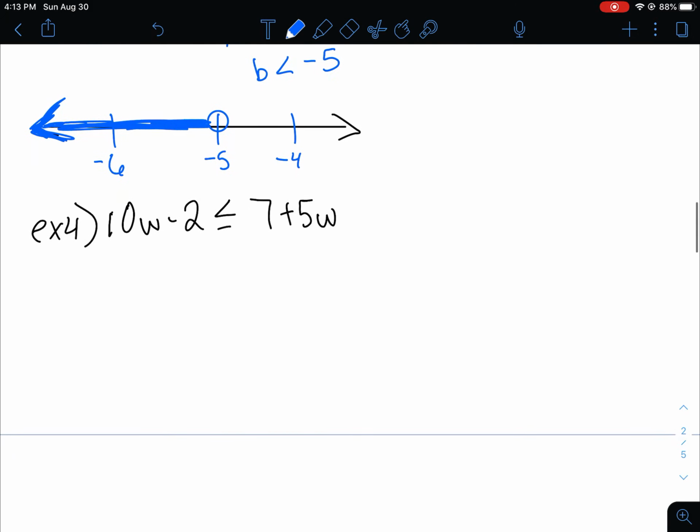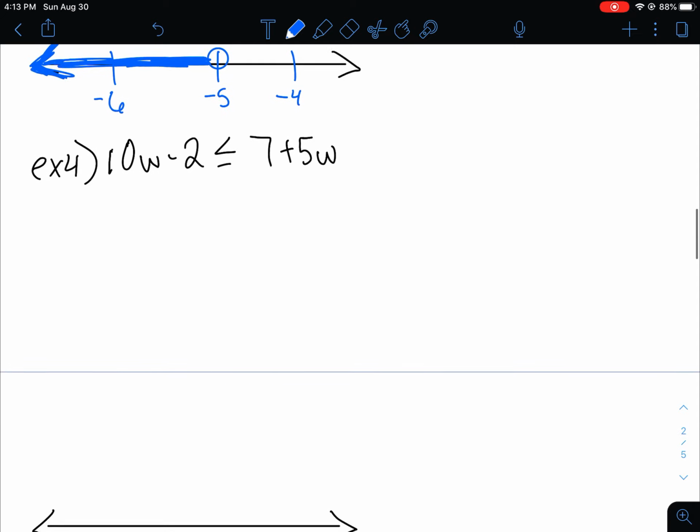Okay, our next one we have is 10w minus 2 is less than or equal to 7 plus 5w. So this is very similar to the last one. So if you feel confident in this, I would go ahead and pause the video, try it yourself, and then see if you get the correct answer.